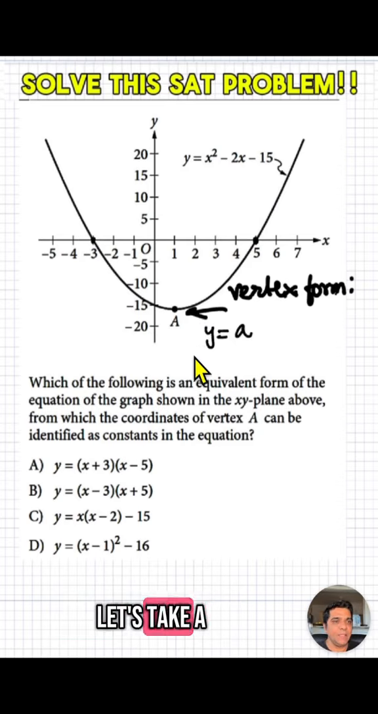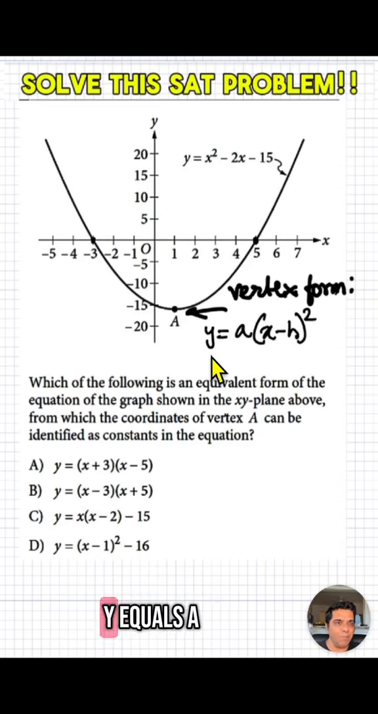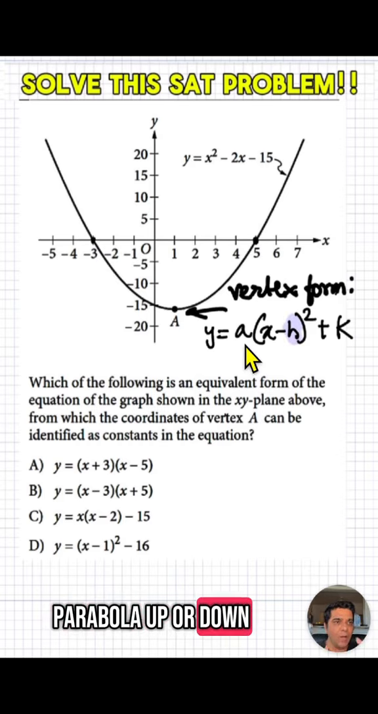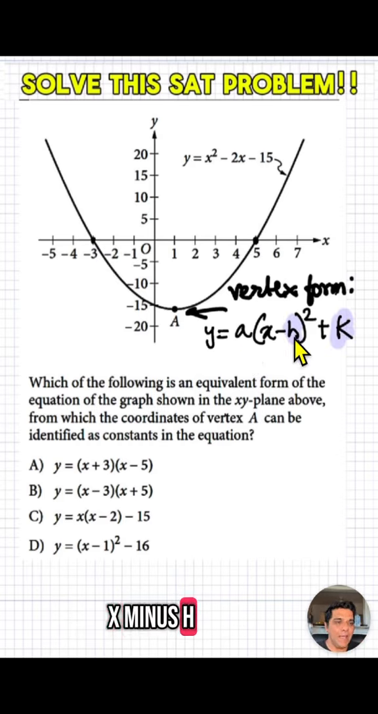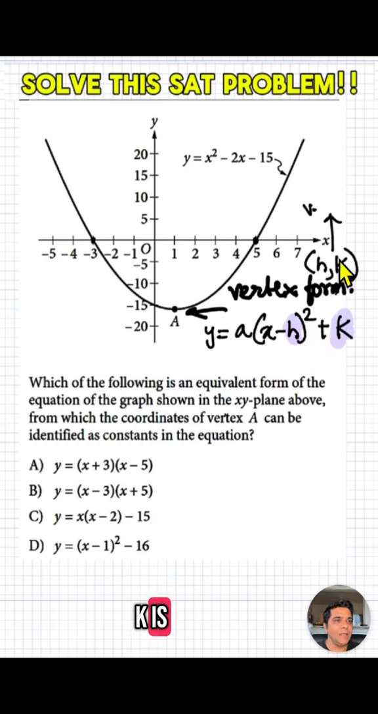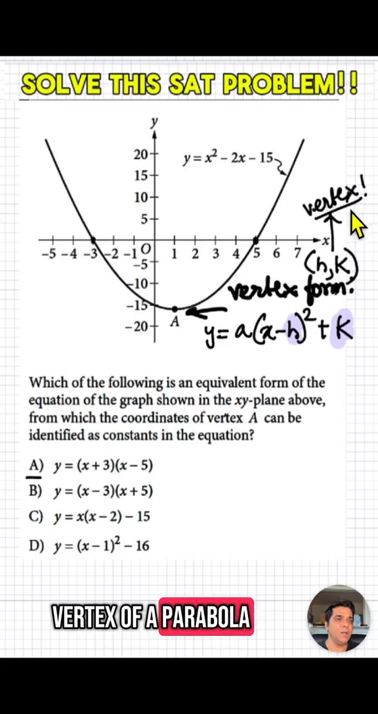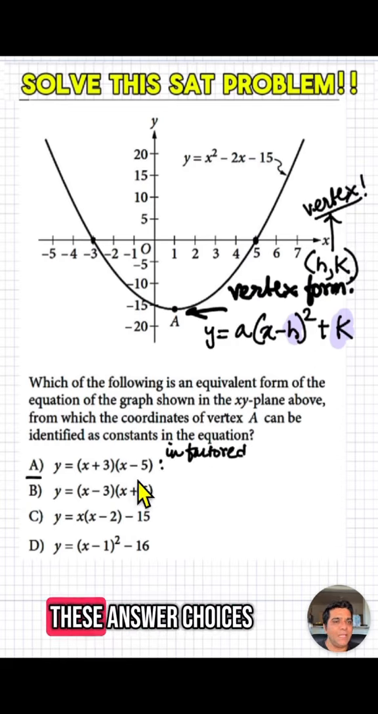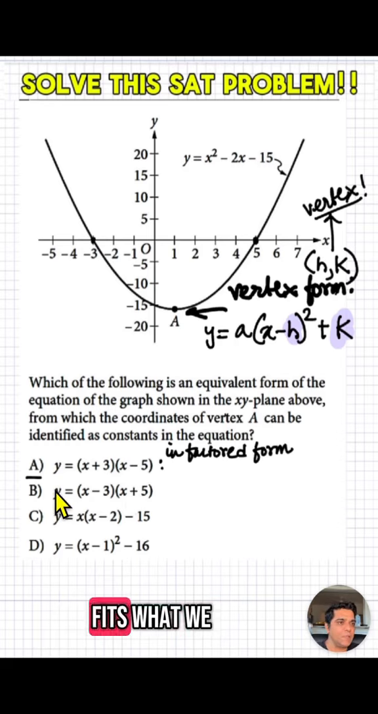But before that, let's take a look at the vertex form of a parabola. Y equals a, where a is a coefficient that makes the parabola open up or down, times x minus h squared plus k. Now, if you remember, h is the x value and k is the y value of the vertex of a parabola. Okay, all right. So let's go ahead and see if any of these answer choices fits what we are looking for.